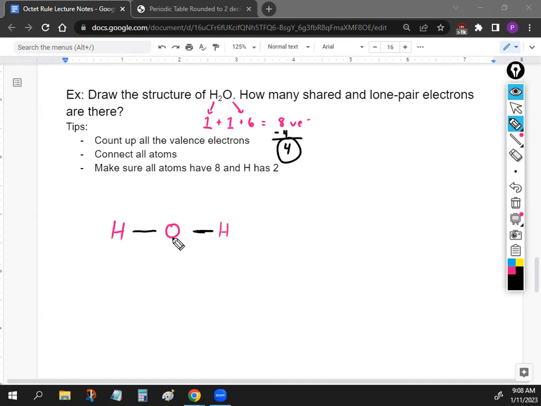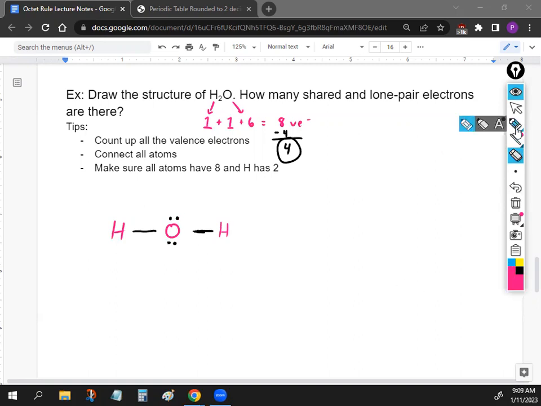But if you look at oxygen, how many electrons does it have right now? Yeah, it only has 4 valence electrons. So it needs to get to 8. So we need to add 4 more. Luckily, we only have 4 more to work with. So we'll put 1, 2, 3, 4. And then that's going to make oxygen happy. And there you go. That's going to be the structure of H2O or water.